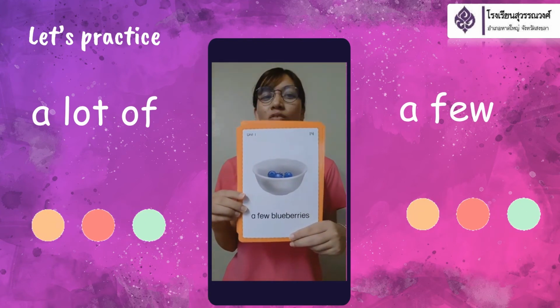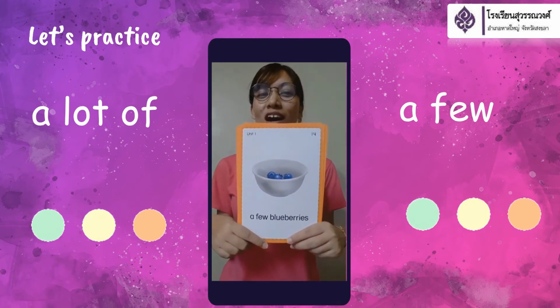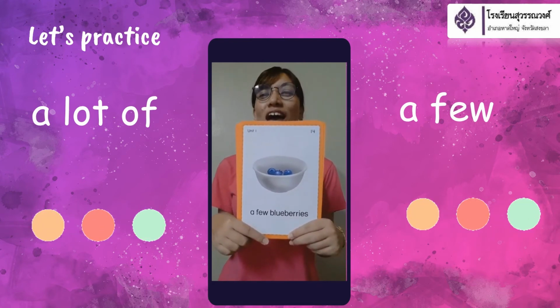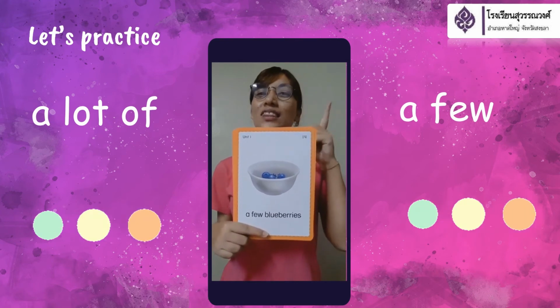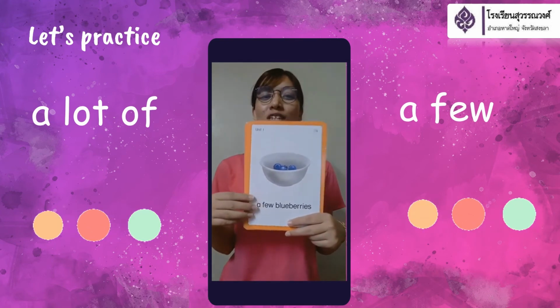Uh-oh. 1, 2, and 3. How many blueberries are there now? Only 3. So answer, there are a few blueberries. Oh no, it's gone.